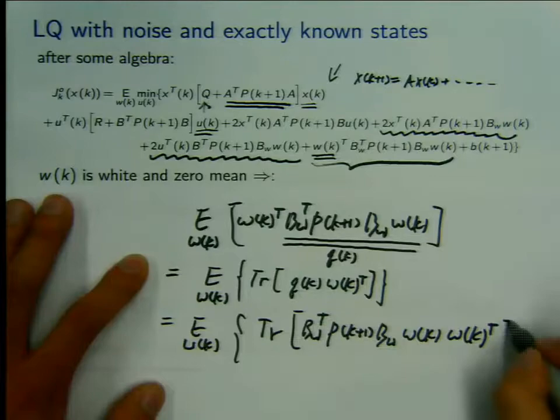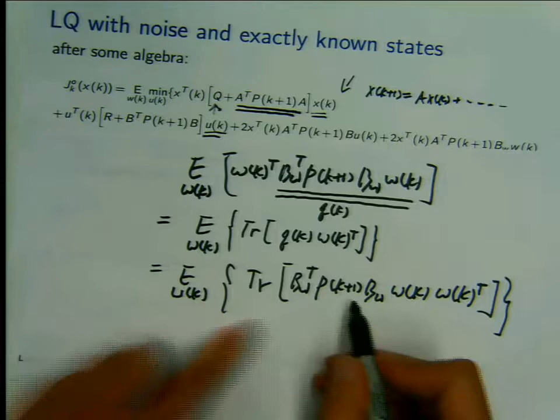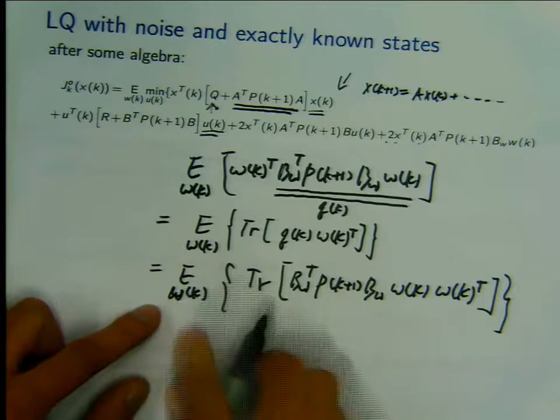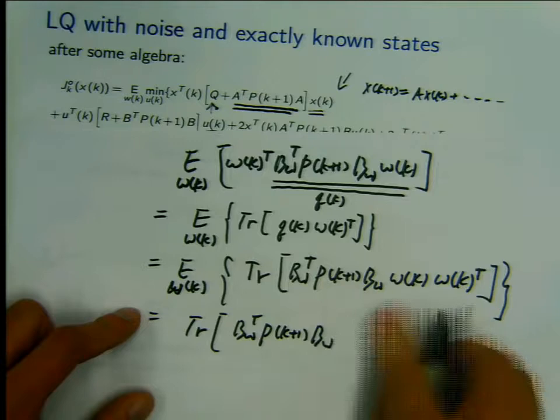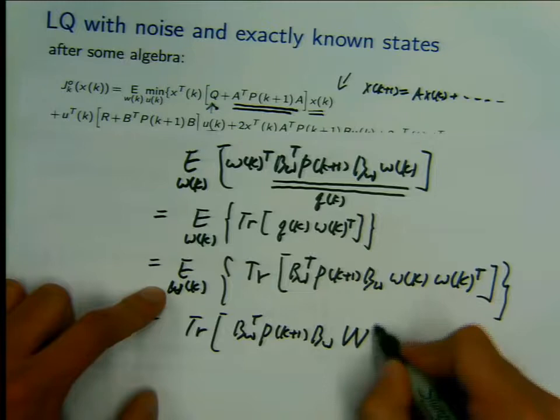Okay? So the expectation sign here is for W. So I can do trace of B W transpose P_{k+1} B W, and then take expectation inside. I'm going to get capital W, which is the covariance matrix of the noise term.